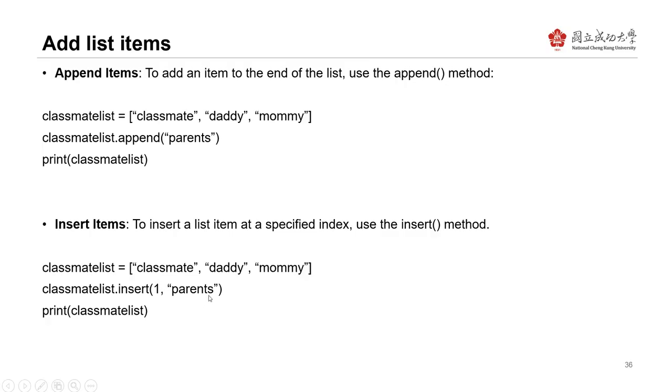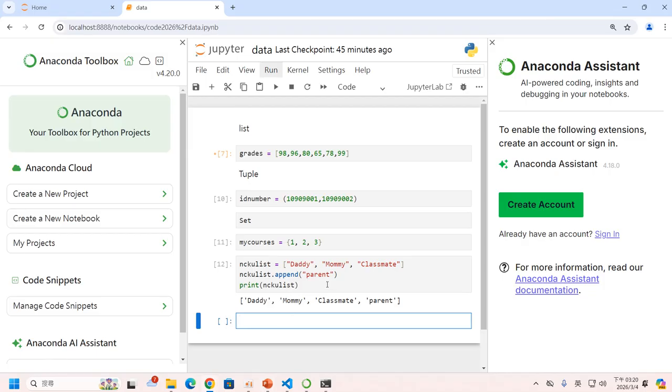Classmates, parents, daddy, and mommy. Okay, so we will try. Maybe I want to put another thing into the NCKU list, insert. I want to put in 1. What's 1? Maybe we can put the grandpa.